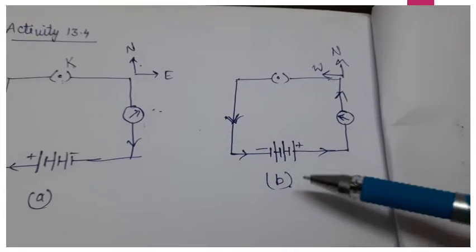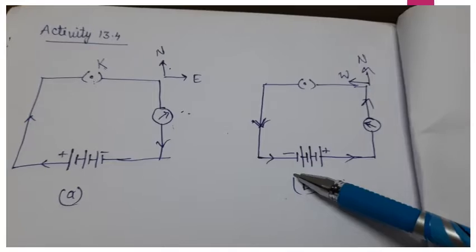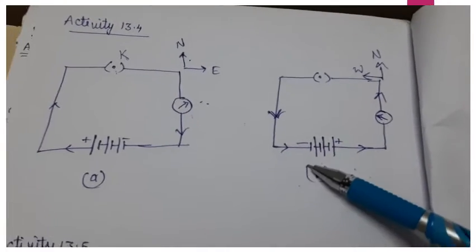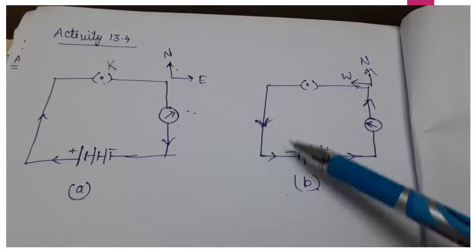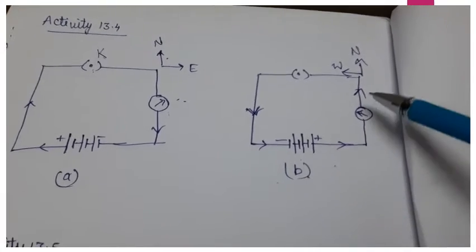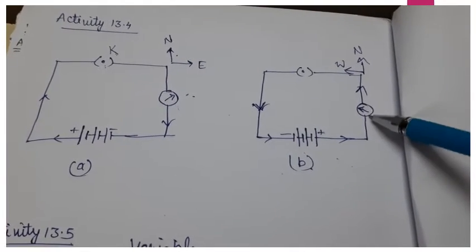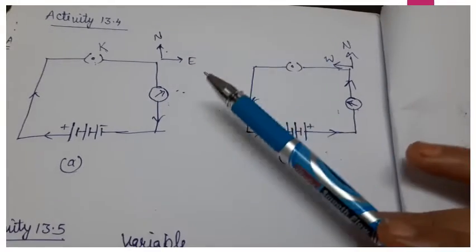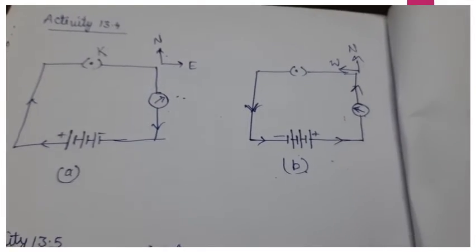Now, if we interchange the terminals of the battery, we change the direction of current. So now we have interchanged the direction of the positive and negative terminals of the battery. When we insert the plug in the key again, we see that the direction of deflection of the compass also gets reversed. Earlier it was deflecting in the east direction, now it is deflecting in the west direction.